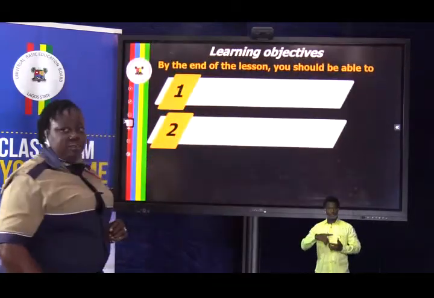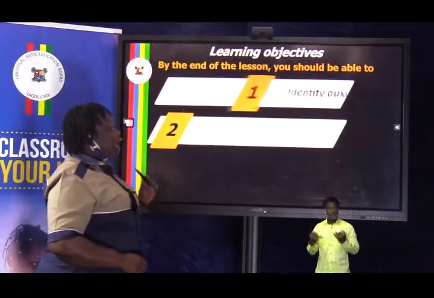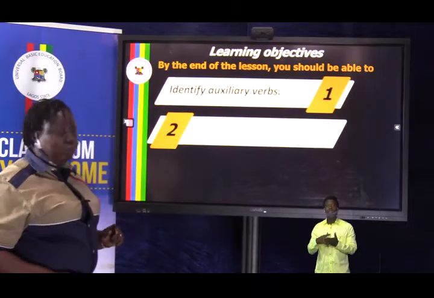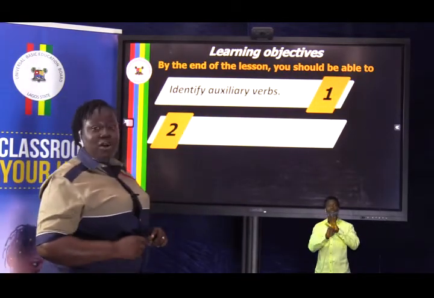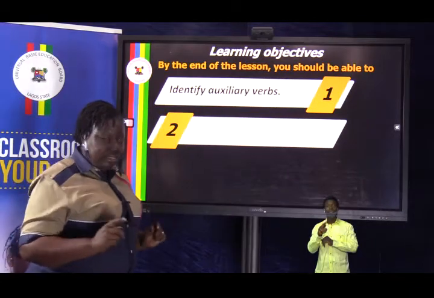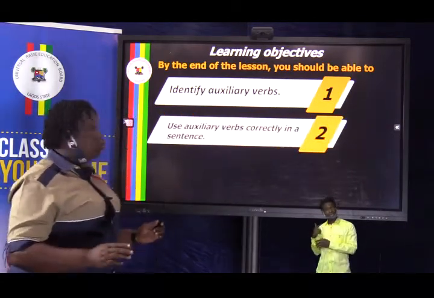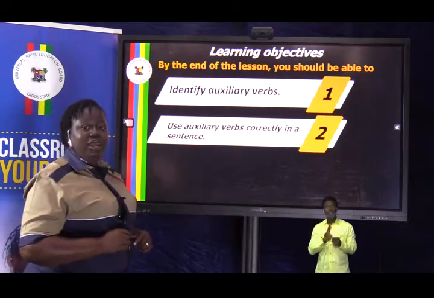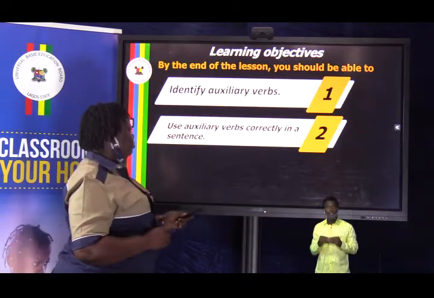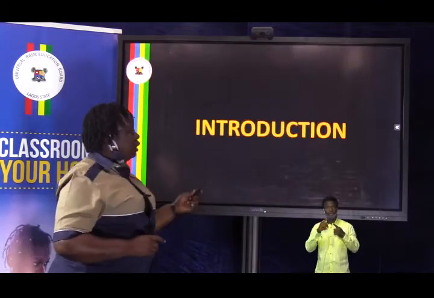Now to the learning objective for today. By the end of this lesson, you should be able to identify auxiliary verbs. We started that since last lesson. Not only that, you should also be able to use auxiliary verbs correctly in a sentence. Now, let's go to the lesson.